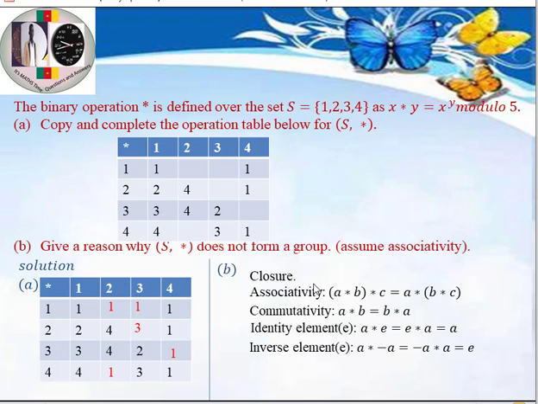If it's to form a group, then the closure law must be fulfilled, the associative law must be fulfilled, the commutative law must be fulfilled, the identity element must be found, and the inverse of each element must be gotten. So that's how we handle problems on operation.